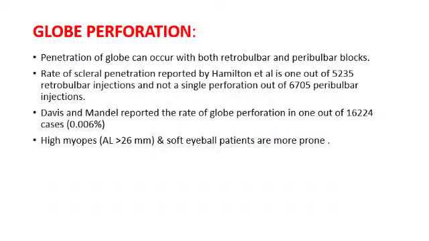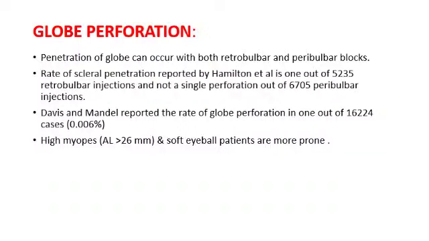It is 1 out of 5,235 injections, that is retrobulbar injections, and not a single perforation out of 6,000 odd peribulbar injections, which indicates that peribulbar is a safer block when compared to retrobulbar. Davis and Mandel also reported that the rate of globe perforation is about 1 in 16,000 in odd cases, which is about 0.006%. That means it is very, very rare.